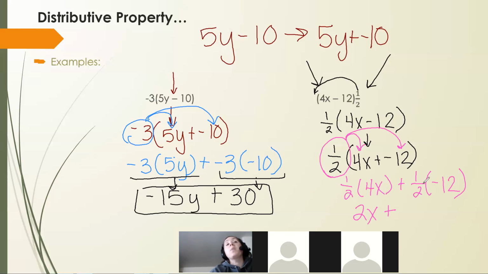What do you think? 12 divided by 2. We're almost done, guys. The quicker you answer, the quicker this goes. 6. Yeah, and then we want to make it a negative, right? Because we had negative 12 divided by 2, so we're left with negative 6. Cool. Those are some examples. Does that make sense?